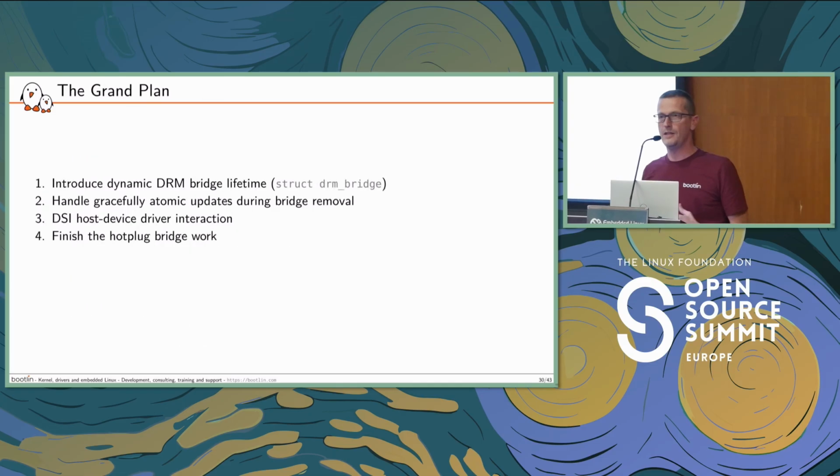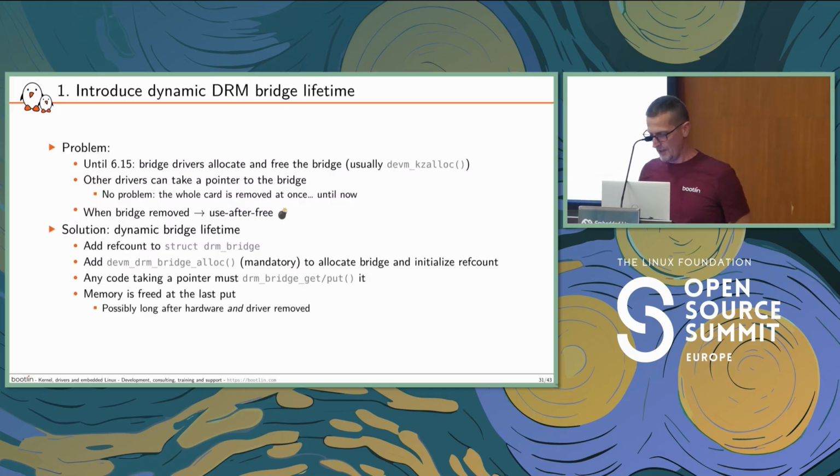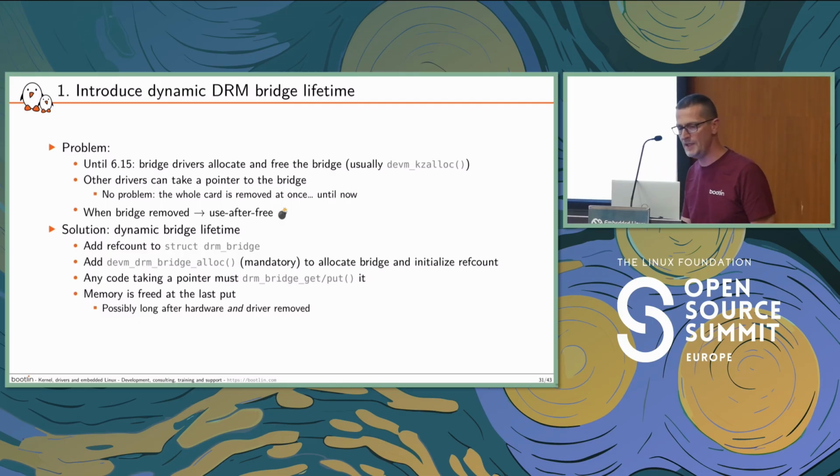So the ground plan is roughly made of 4 chapters. First, we need to introduce dynamic lifetime for DRM bridges. They must be able to disappear, and their lifetime must be handled dynamically. Then we need to gracefully handle atomic updates when the bridge is being removed. Chapter 3 is some issues with DSI, the communication between DSI host drivers and DSI device client drivers. And finally, the last chapter is everything else, so it still has to be a bit sorted out. Chapter 1 is the one that is actively progressing at the moment.